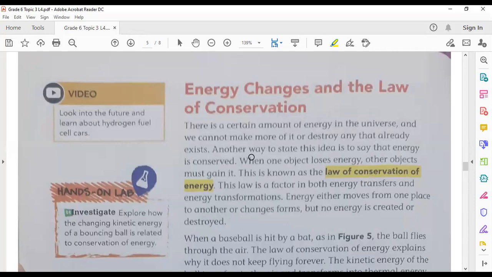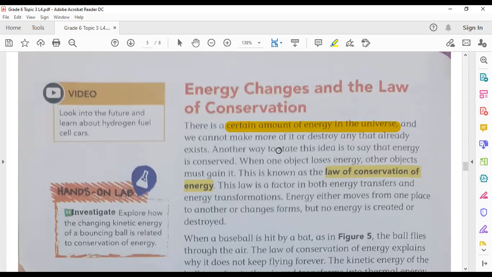Another way to understand the law of conservation of energy: there is a certain amount of energy in the universe, and we cannot make more of it or destroy any that already exists. You can't create any amount of energy, and you can't destroy any of it. The total amount of energy in the universe stays the same.